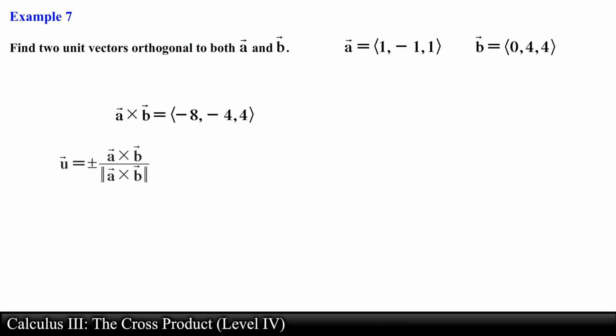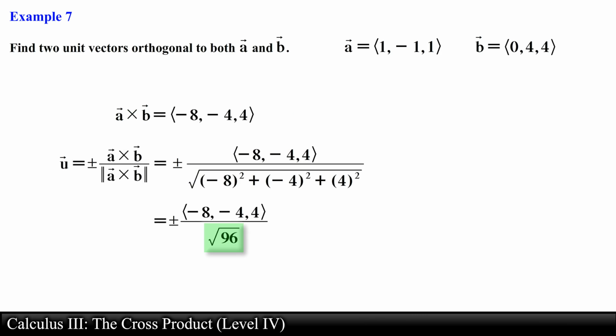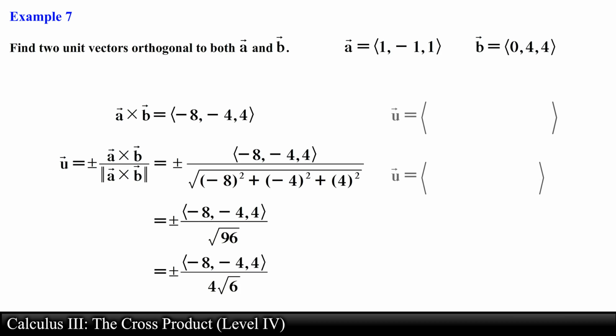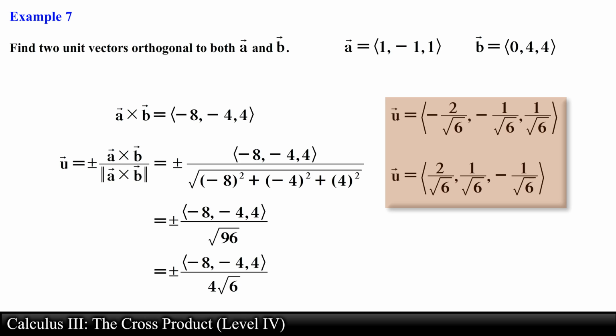Next, we go ahead and normalize this vector by dividing the vector by its magnitude. Computing the magnitude of this vector, we obtain the following. Then, it is just a matter of simplifying the components of each unit vector. The first vector will have the following components. And for the second vector, we simply multiply it by -1, obtaining the following unit vector. So these two unit vectors will be orthogonal to both vector A and vector B.